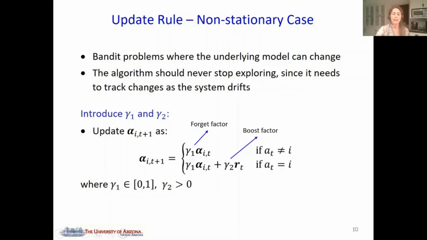But in this case, if beam i is not selected for transmission, we will simply forget some of the old information. We call this parameter gamma1 the forgetting factor. And if beam i is actually selected for transmission, in addition to forgetting some of the old information, we will boost the reward by another factor called gamma2. So we do two things: first, we forget some of the old information by a factor gamma1, and we boost the new information by a factor gamma2. So that's the slight adjustment that we need to make.